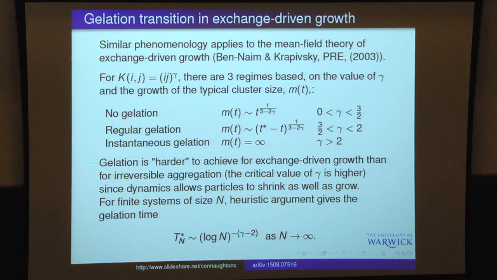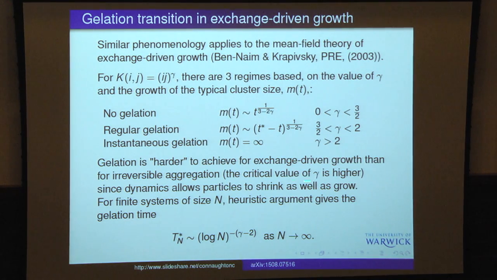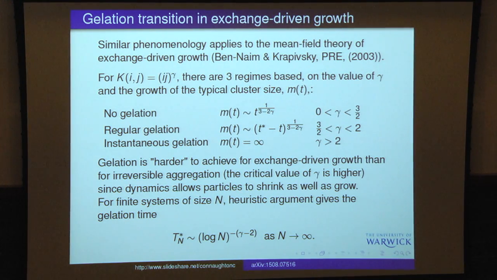The one comment is that the gelation is, in this model, harder to achieve in the sense that the typical value of gamma is higher. For aggregation, gamma greater than 1 was enough. Here the nu and mu are the same, both equal to gamma, for that kernel. So for this model, it's a bit harder to get the instantaneous gelation, but you can get it.